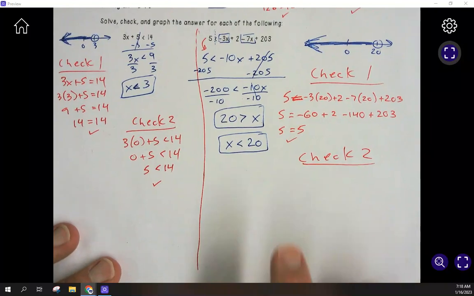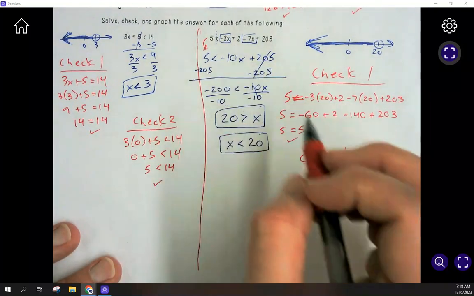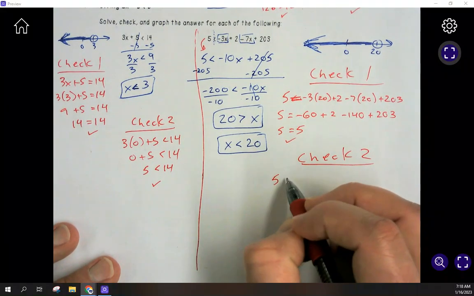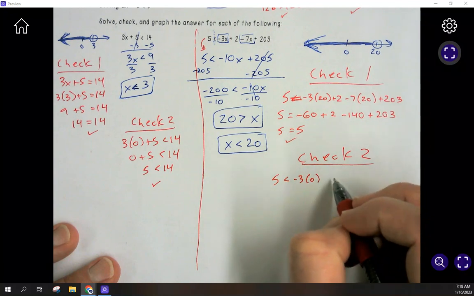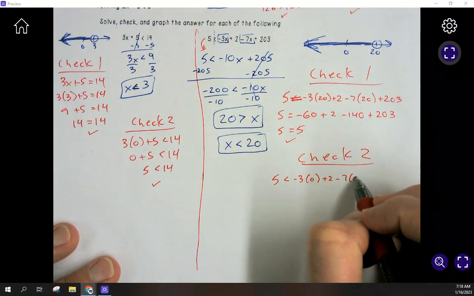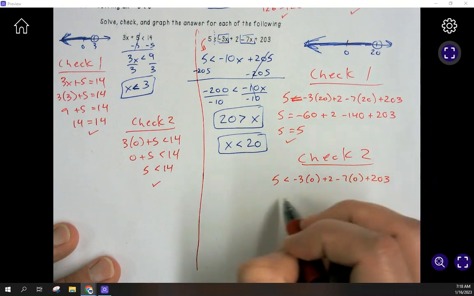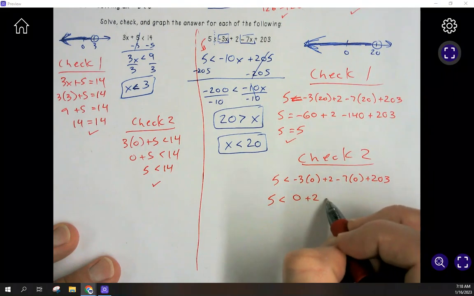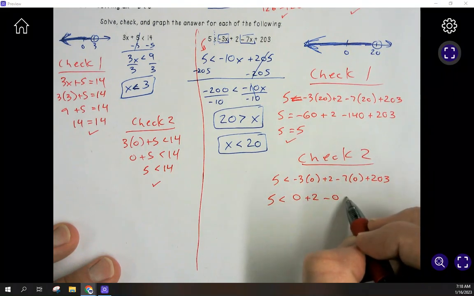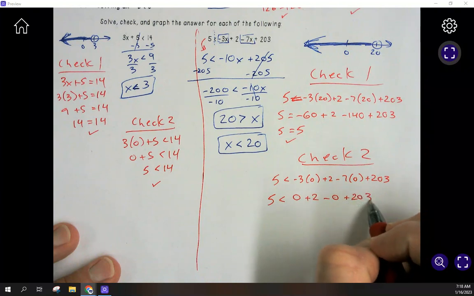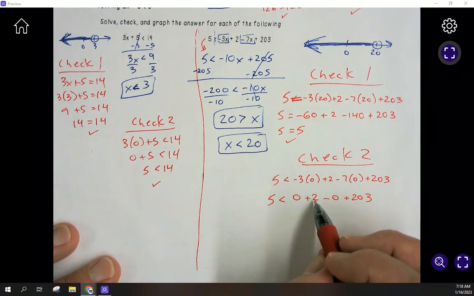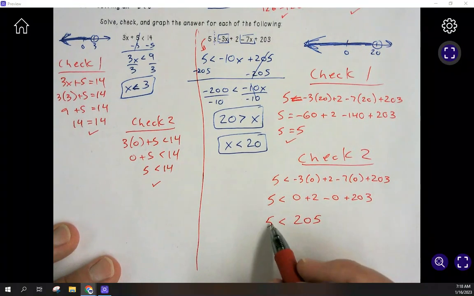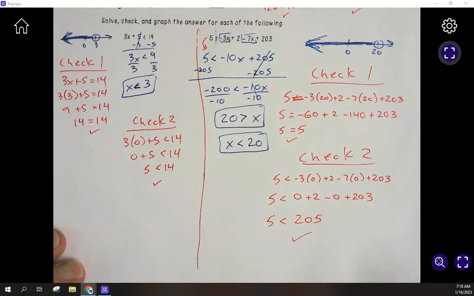Check 2. Back to the original, using our less than sign, picking something in the solution. So we're going to use 0. So 5 is less than negative 3 times 0. And again, 0 is a great number to use because it's just easy math here. This becomes 0 plus 2 minus 0 plus 203. So the zeros don't mean anything. You're basically just doing 2 plus 203, and that's 205. 5 is less than 205. It's true. We are good.